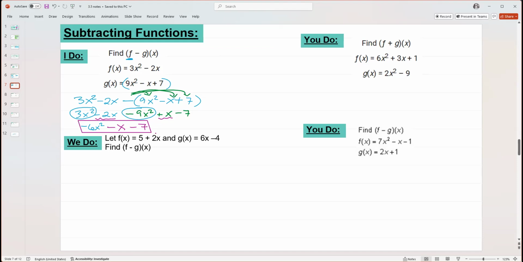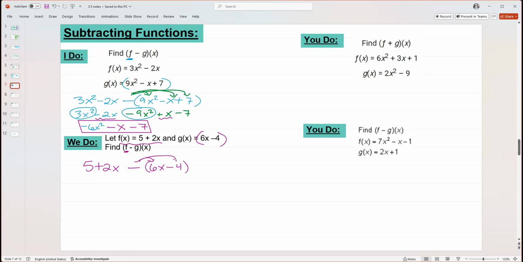Okay. So again, go ahead and pause and work these problems out. All right, so again, f is first, so we put the f function first. So we have 5 plus 2x is our f of x function. We are subtracting, so we want parentheses. You can even write the parentheses around so you remind yourself what you're putting parentheses around. 6x minus 4.